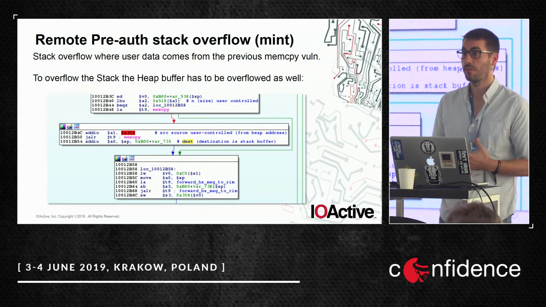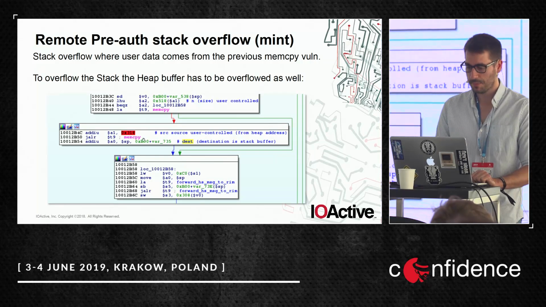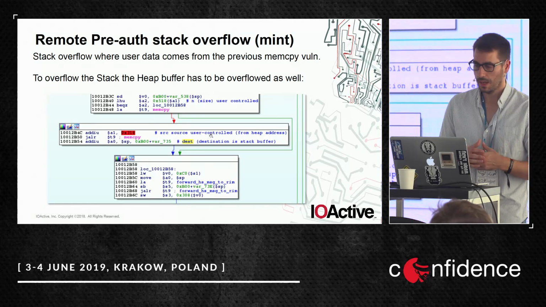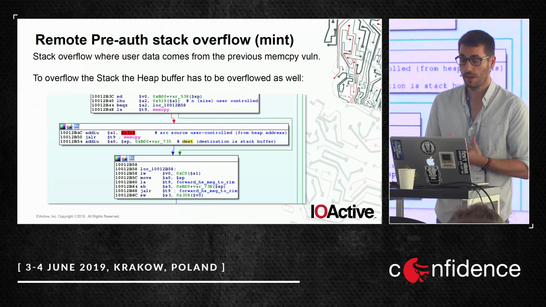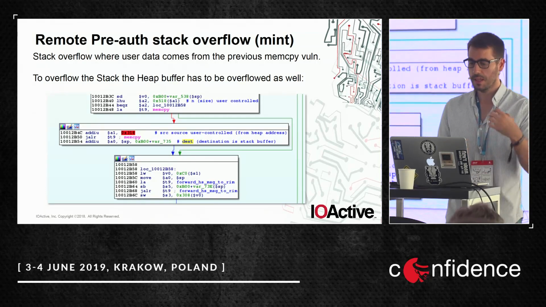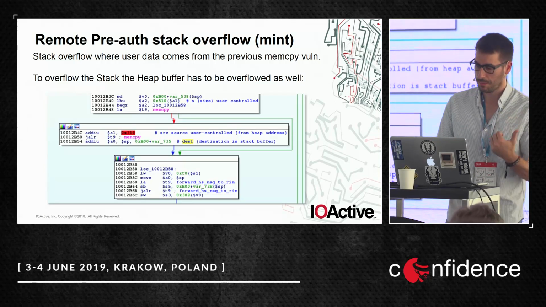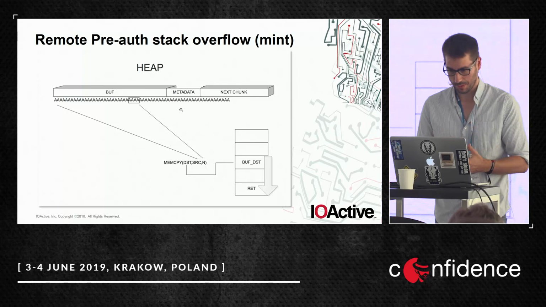Basically, it's a Stack Overflow, where we can see, again, another memcpy where the size and the source are user controlled, and the destination buffer is a stack buffer in this case. But in this case, the source comes from the heap, and the problem is that in order to overflow the return address in the stack, we have to overflow as well the heap buffer with that memcpy that we were discussing before with the heap overflow vulnerability. So here it explains better the overall thing.